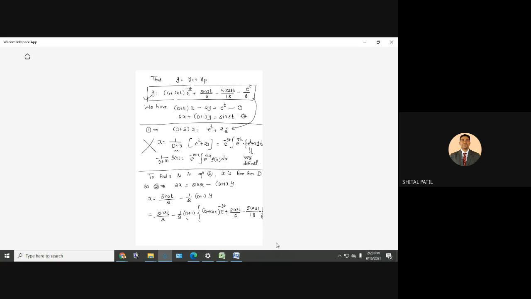So on that we have to operate D plus 1. Will you be able to do it? D operate means we have to take the derivative, and then we have to multiply by 1. Can you do the remaining part? You will be able to solve the remaining part.